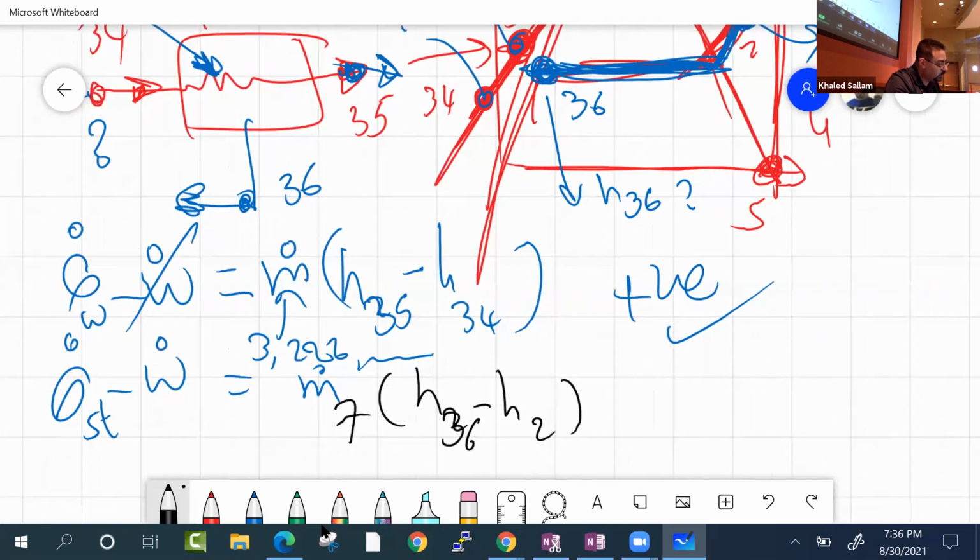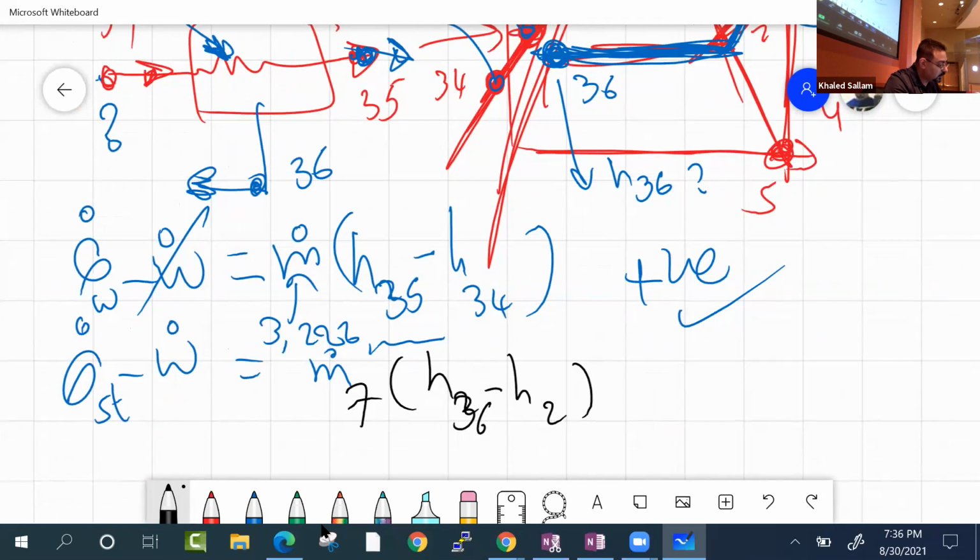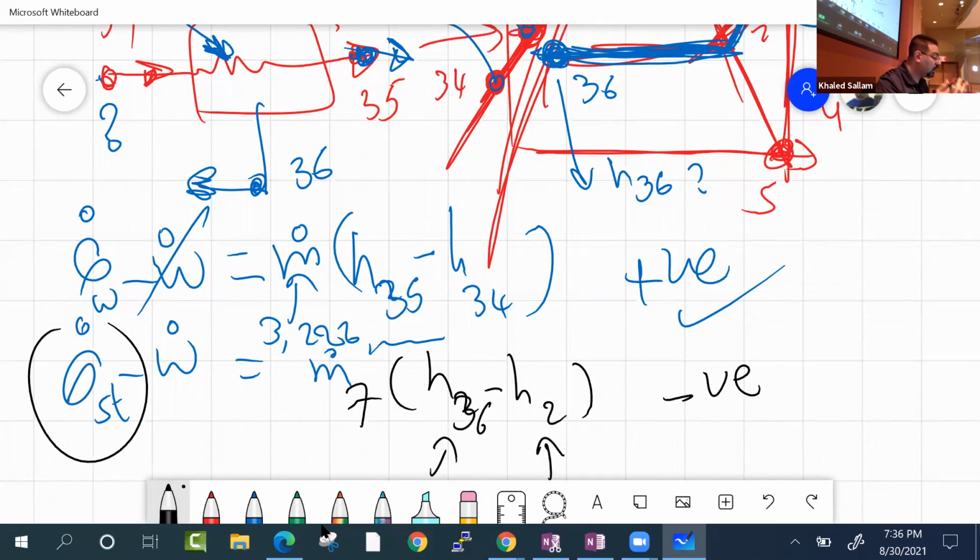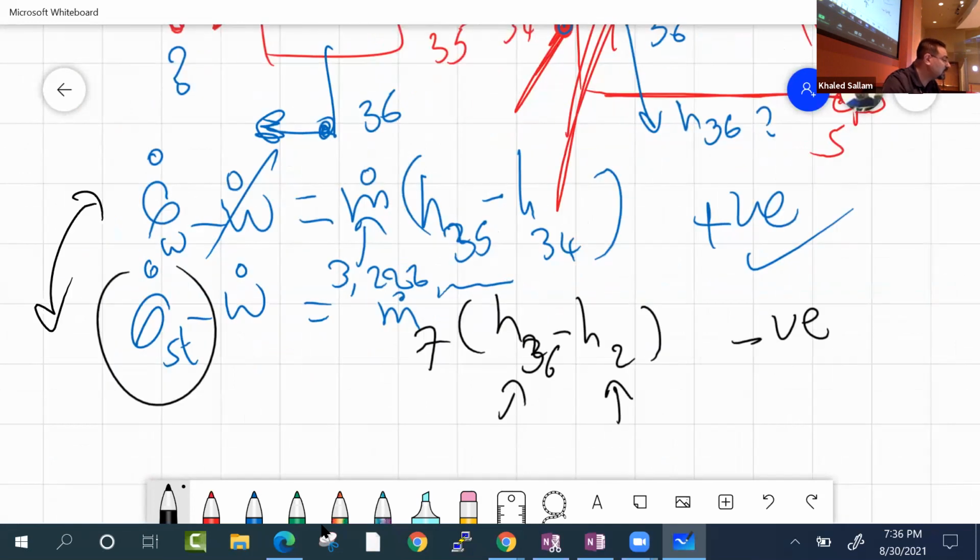This would be plus or minus? Minus, because 2 is way bigger than 36. Does it make sense that Q dot steam is negative? Yes, it's losing heat. First law is okay, right? But I wanted to say this equals this, so I can get my m dot 7. Sure, go for it, but use the magnitude then.